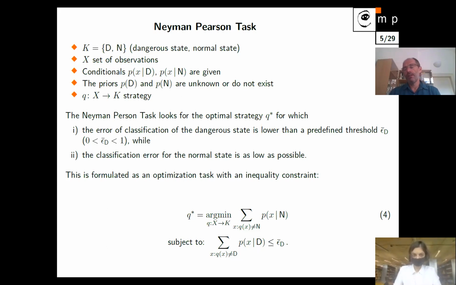So maybe you can think about an incoming airplane as being in the normal state if it's your airplane, or dangerous for an enemy's warplane. You'll see that the dangerous state is the one that gets special treatment. You'll see that you deal with it in a different way, and you control more what happens with objects of that state. We still have an observation X, and the only thing we need, from a statistical point of view, is the conditional probabilities: probability of X given dangerous state and probability of X given normal state. The priors are unknown or do not exist.